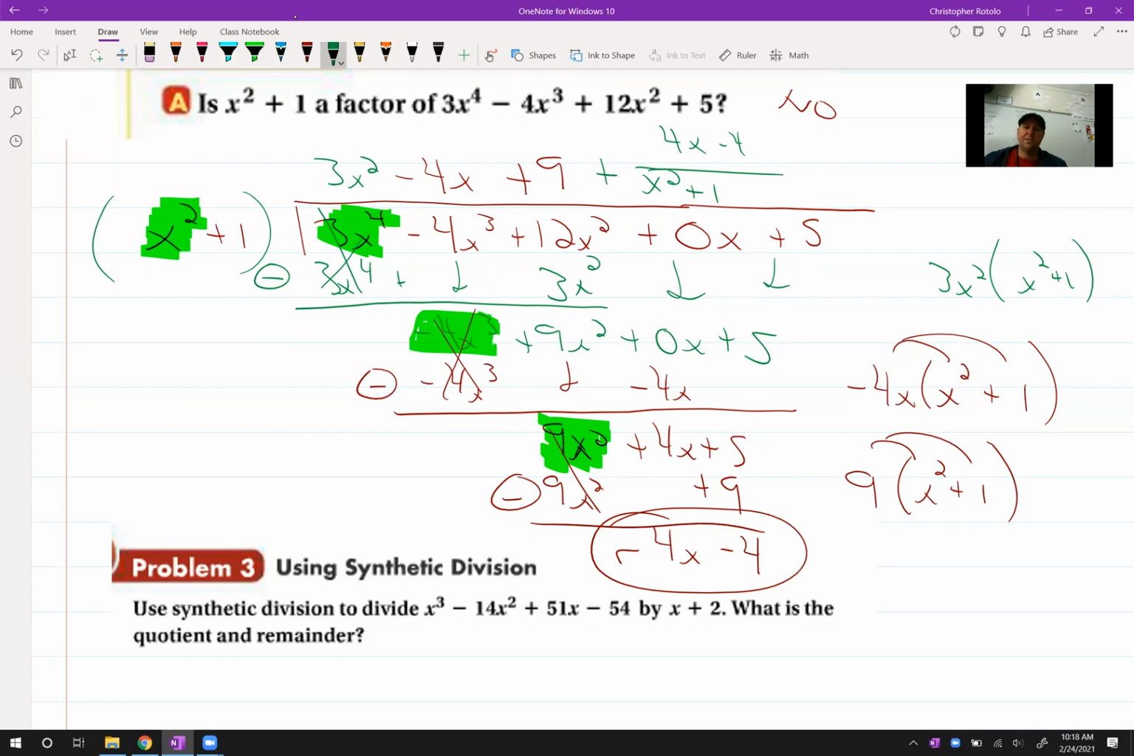Okay, so that means if I were to multiply 3x squared minus 4x plus 9 by x squared plus 1, I would still have to add on 4x minus 4 to get the original problem that we started with. Okay, so we're just doing some multiplication, division, right? You know they're intertwined, working those backwards. But now with polynomials, same thing, guys, same thing. All right, so that's our long division, and I'll see you next time.